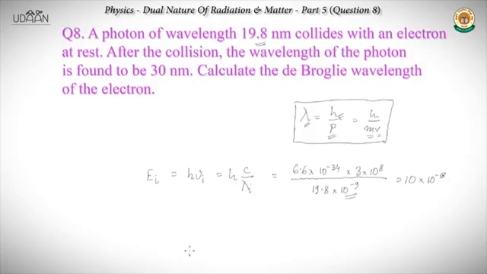So next we consider the case after the collision, that is the final energy of the photon. We take it to be E_F. In the same way we calculate it, h c by lambda_F. Lambda_F here is 30 nanometer, that is after the collision, the wavelength of the photon. So it comes to be 6.6 into 10 raised to the power minus 18 joules after substituting similarly as in this part. So this is the final energy of the photon.